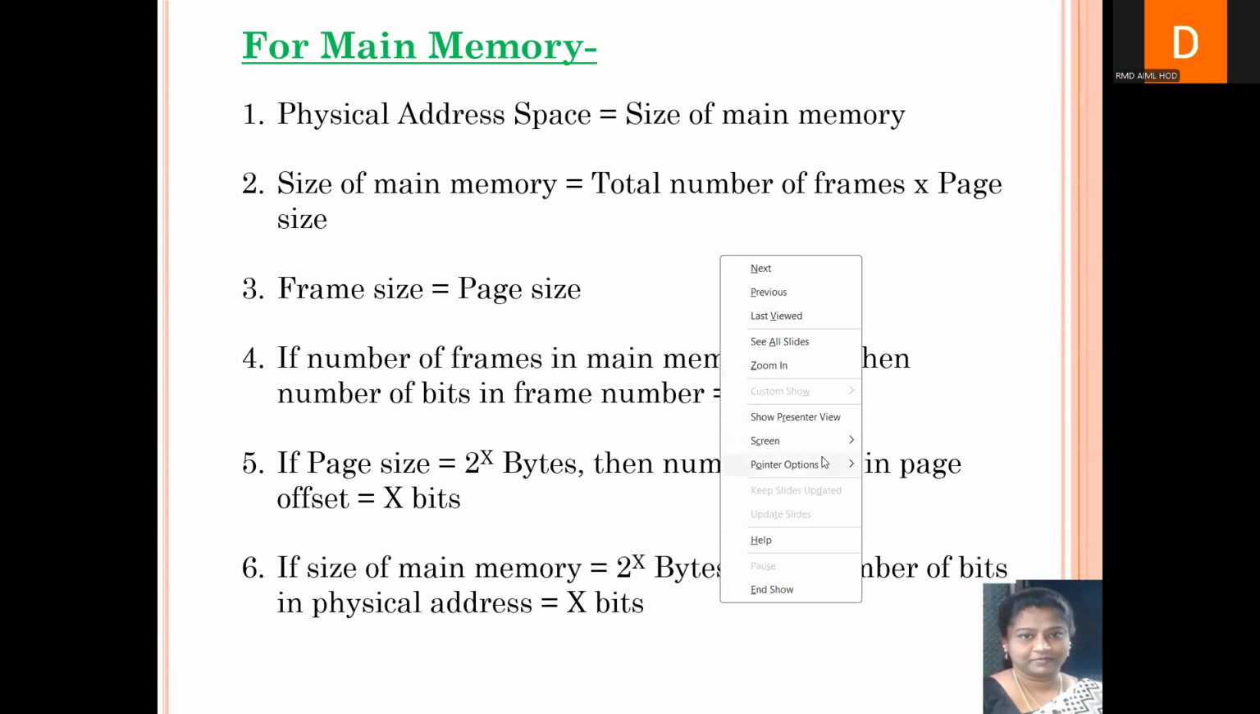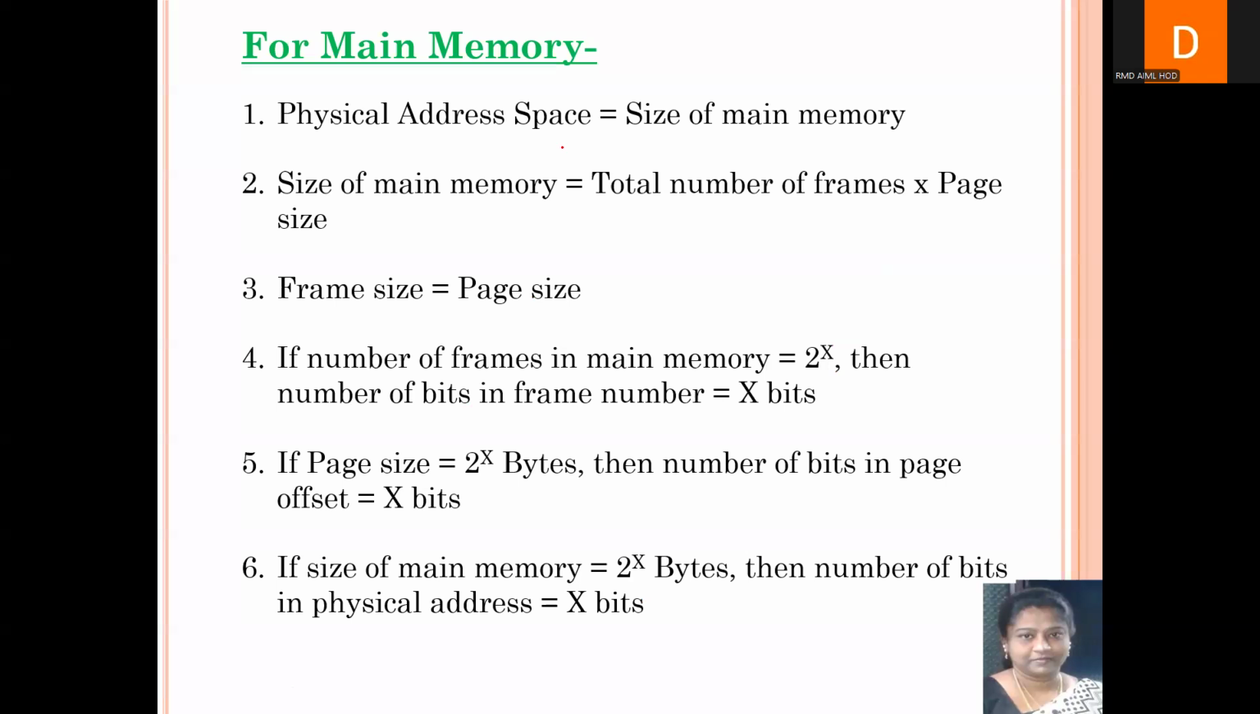The first thing that you need to keep in mind is that physical address space is nothing but the size of the main memory. Physical address space is the size of the main memory. Size of main memory is nothing but the total number of frames into the page size. So how do you calculate the physical address space? Physical address space is calculated as the size of the main memory. How is the size of main memory calculated? It is nothing but the total number of frames into page size.